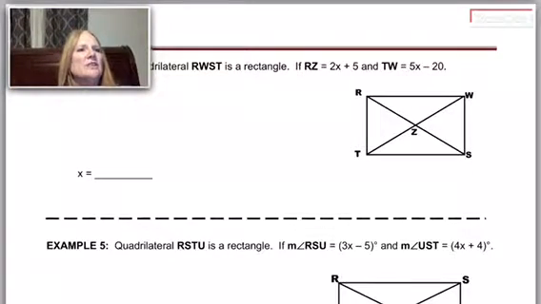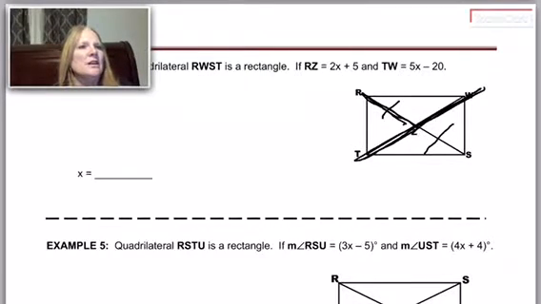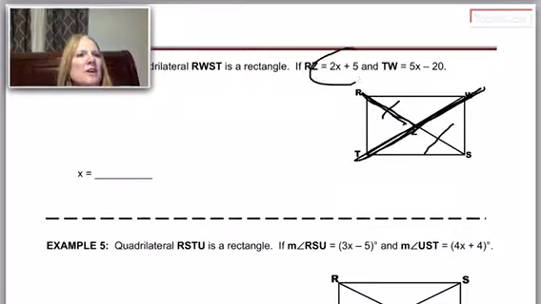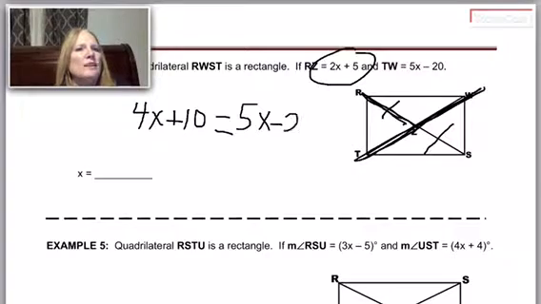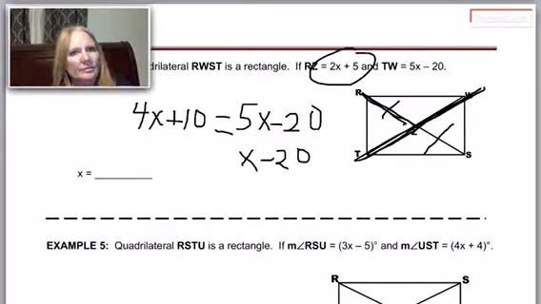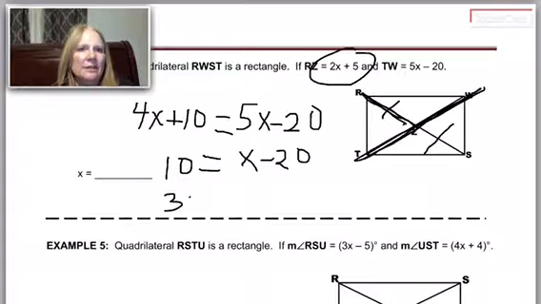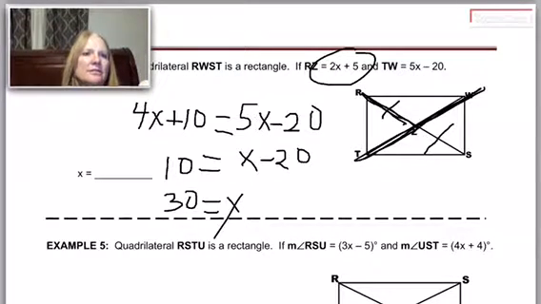This one is similar to the last one. They give us RZ, which is just this part right here, and then they give us TW. So RZ and SZ are congruent. So if this is 2x plus 5, we add them together, and we get 4x plus 10 is equal to TW, 5x minus 20. And then if we subtract 4x from both sides, we get x is equal to 10, and then we add 20, and we get 30 is equal to x.